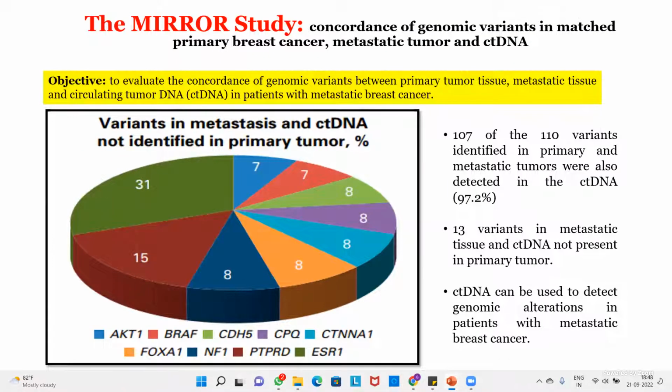Now, one of the key questions we ask ourselves is, what is the clinical utility, the benefit of looking at ctDNA in the metastatic disease versus just profiling the primary tumor? And this was one of the key objectives of the MIRROR study.